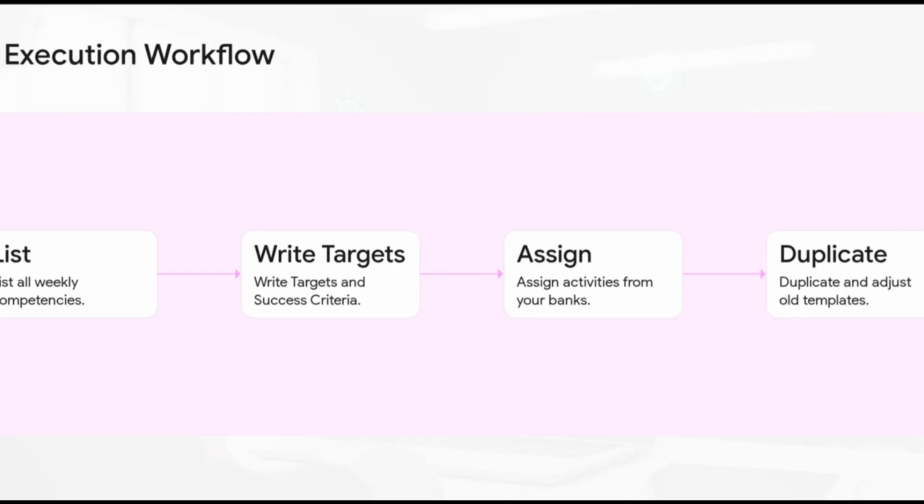Step 1. List out all your weekly competencies. Step 2. Write all the learning targets and success criteria for the whole week first. Get it all out of your head. Step 3. Quickly assign your activities and assessments from those reusable banks we just built. Finally, Step 4. Duplicate a previous template and adjust the text. When you batch your workflow like this, your ILAW sections connect together automatically, literally like puzzle pieces.